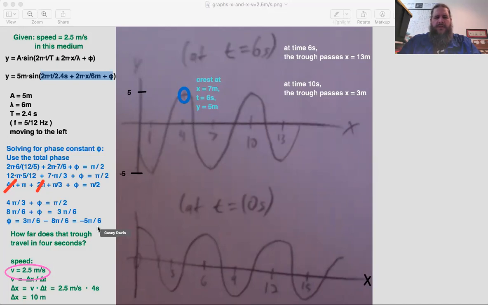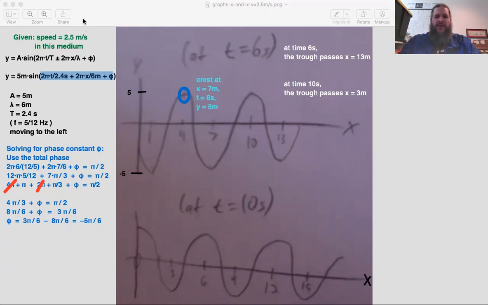And one other thing we want to do there, a negative phase constant, we could just leave that as it is. This is a viable answer. But it's usually easier to work with if you have a small positive number for the phase constant, somewhere between 0 and 2 pi, the first full revolution. So what could we do to this? What could we add to the phase constant that doesn't actually change anything?